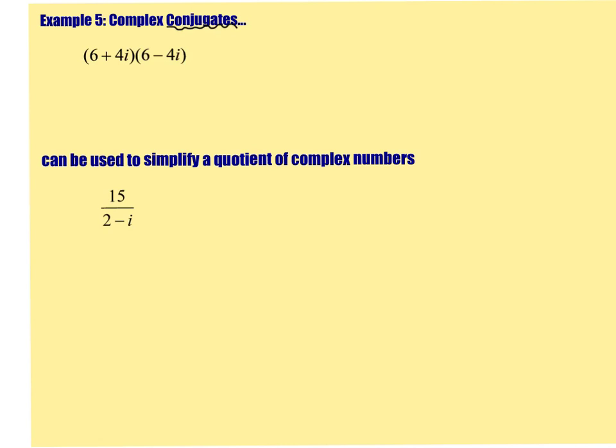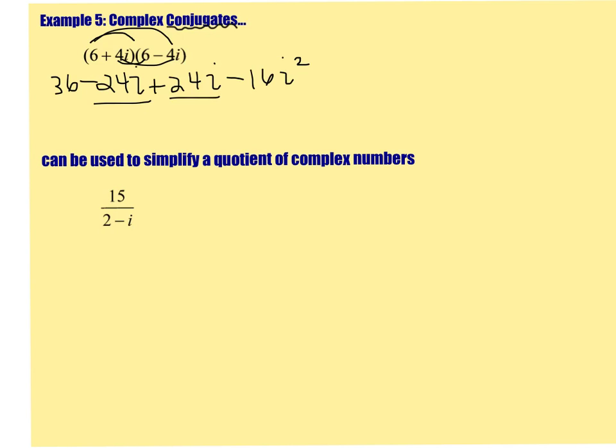So we have 6 times 6 is 36. 6 times negative 4i is negative 24i. 6 and positive 4i is positive 24i. And then for the last two terms, we're going to get negative 16i squared.